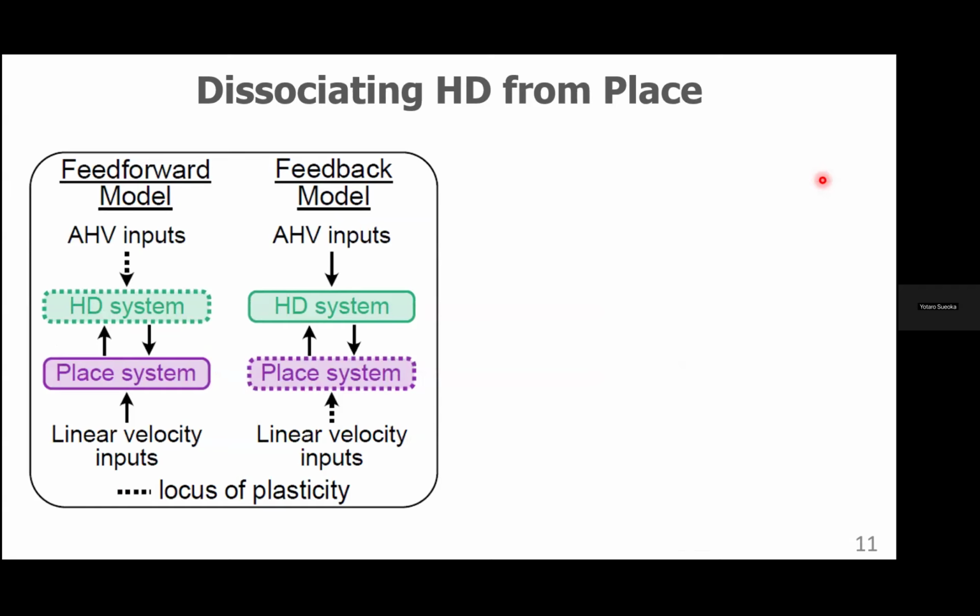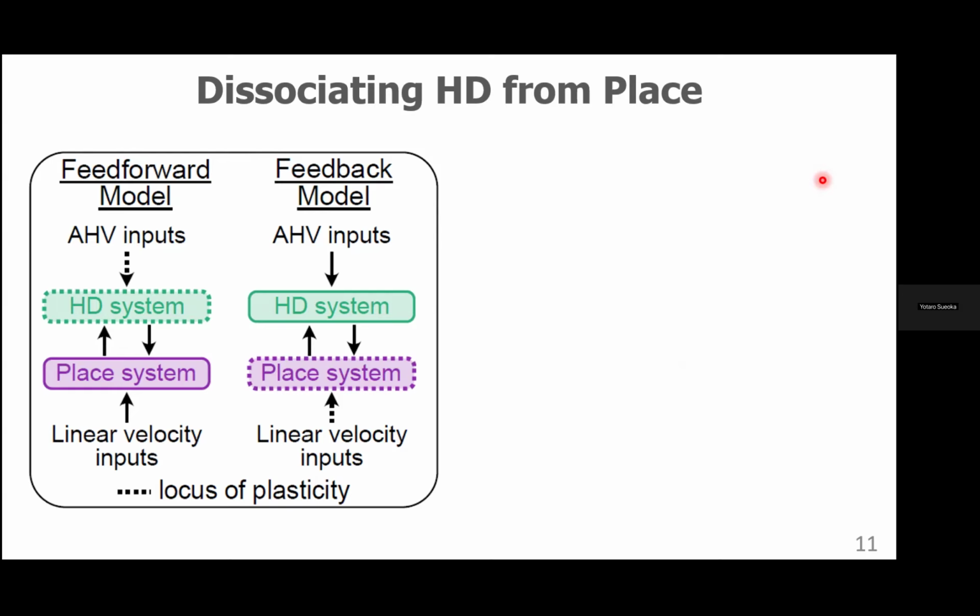One scenario you can think of is that the recalibration happens in the head direction ring or upstream of it, perhaps in the angular head velocity inputs, and that the place cells inherit this gain. This is a feed-forward model. Another scenario, though, is that the head direction ring might not have been recalibrated, but rather the recalibration took place downstream of the head direction cells in the place system. And by place system, I mean place cells or grid cells or other spatially modulated cells, and also perhaps the linear velocity inputs to these cells. And that through feedback coupling from the place system to the head direction ring, the head direction ring exhibited this recalibration phenomenon.